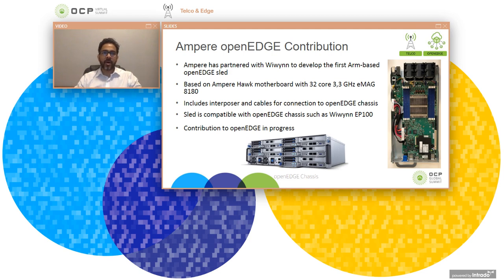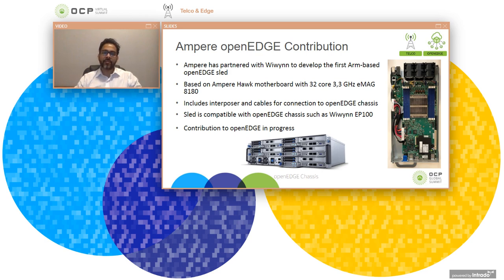Ampere Computing was formed a little over 2 years ago, and today it has more than 500 employees worldwide. We are delivering CPUs designed to meet the growing needs of the cloud and edge customers, and we recently launched the world's first cloud-native processor called Ampere Altra. Now let's talk about Ampere's contribution into openEDGE.